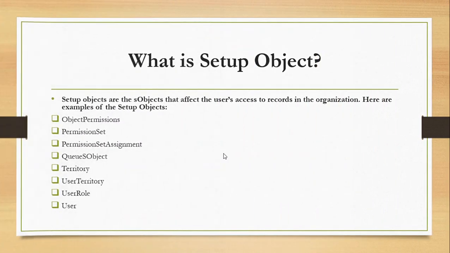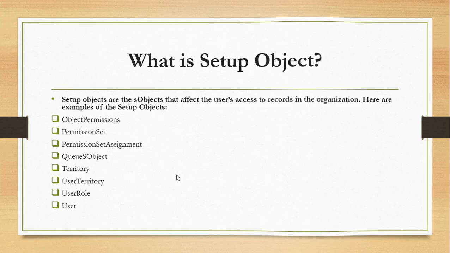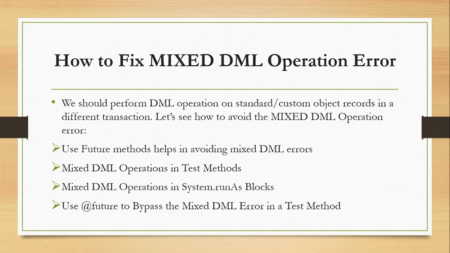What is a setup object? Setup objects are the sObjects that affect the user's access to records in the organization, like object permissions, permission set, permission set assignment, queues, territory, user role, and user. And how to fix mixed DML? Use the future method to avoid mixed DML errors. How can you avoid it in a test class? Use System.runAs blocks and @future to bypass the mixed DML error in the test method.